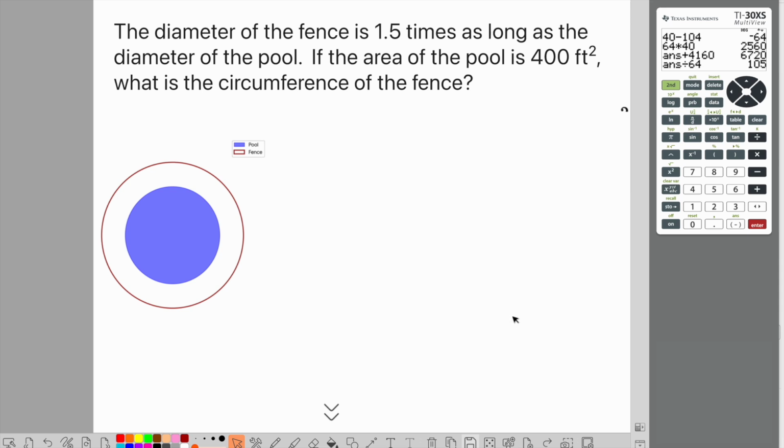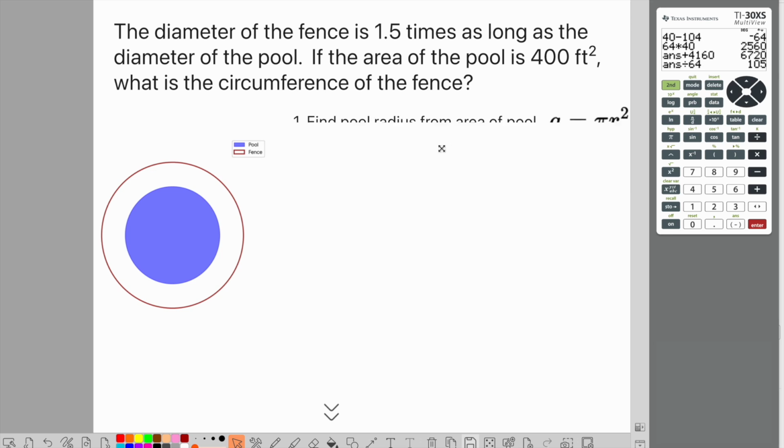Here's the next problem. The diameter of the fence is 1.5 times as long as the diameter of the pool. If the area of the pool is 400 feet squared, what is the circumference of the fence? You see the diagram here, very simple. Got a pool with a fence around it and a little key here.